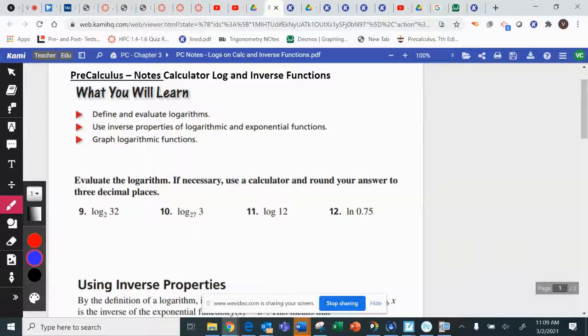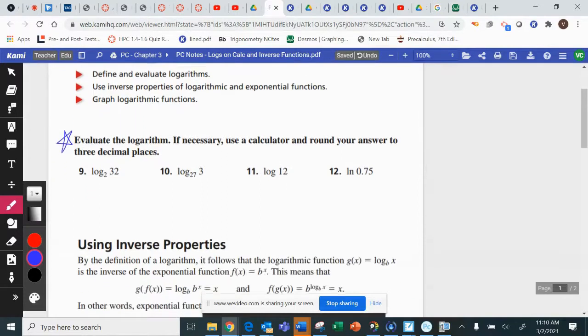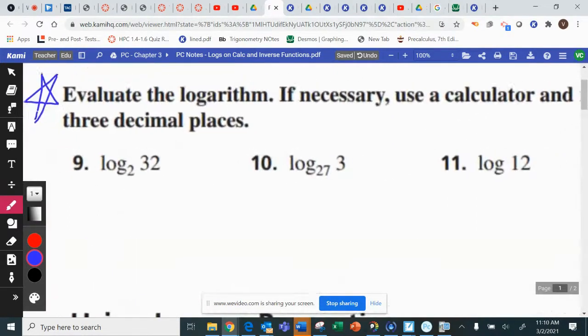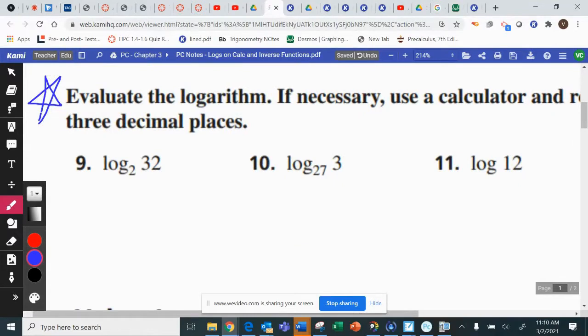The rest of the notes for today. So this starts with evaluate the logarithm. If necessary, use a calculator and round to 3 decimals. So this is just repeat. This is not like new. Will I need a calculator for the first one?